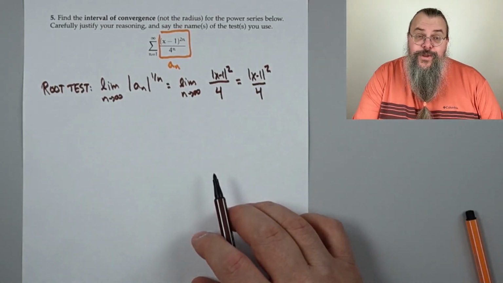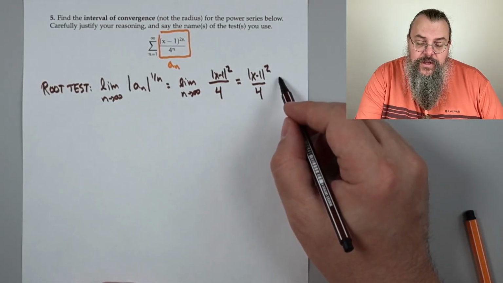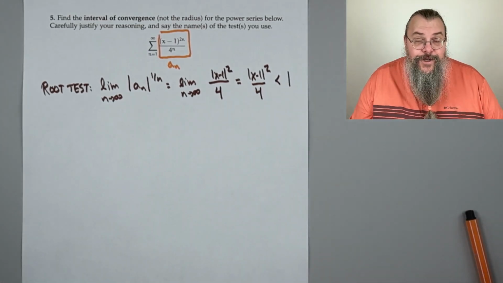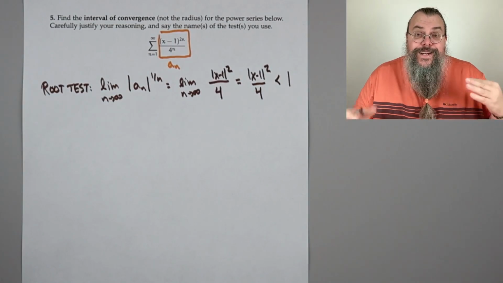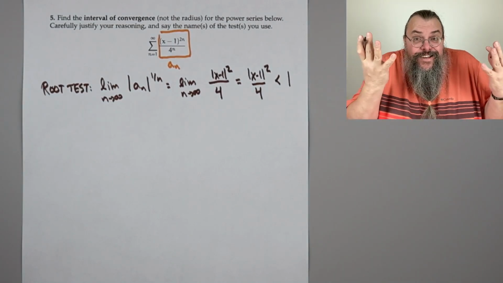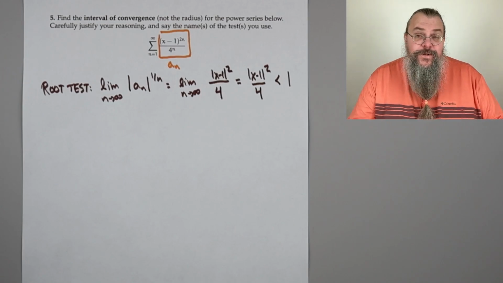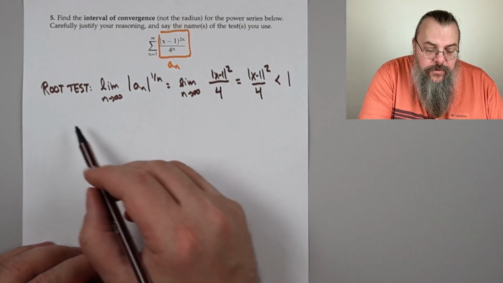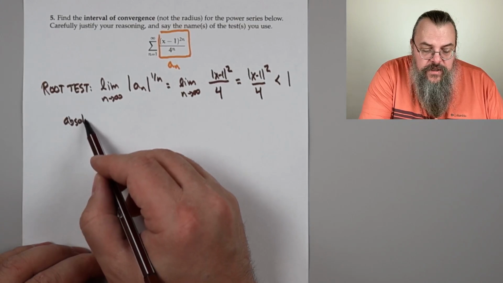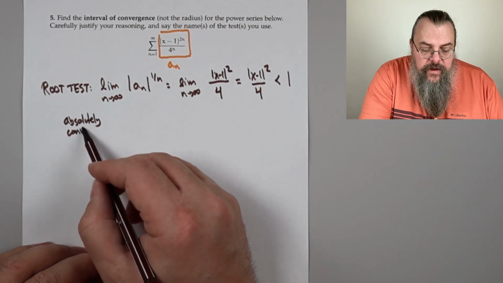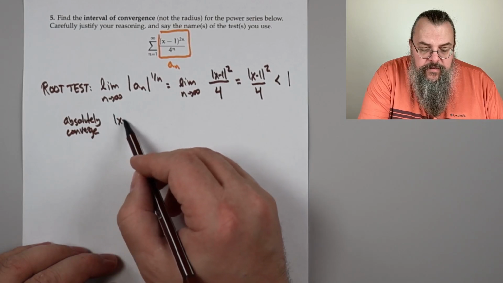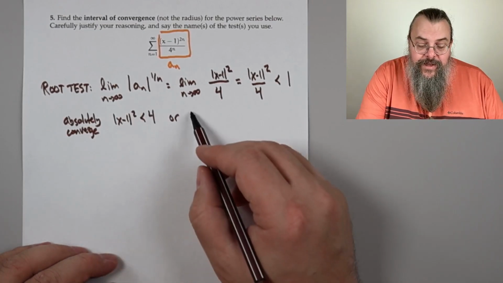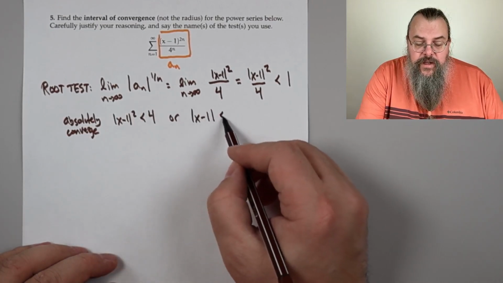Now what's the trick with the root test? The root test says this will absolutely converge when this is less than 1. It will diverge when it's bigger than 1. When it equals 1, we don't know, and that's when we have to do endpoints. But before we get to that, let's finish up here. So we know we absolutely converge for right now when absolute value of x minus 1 squared is less than 4, or taking a square root of both sides, absolute value of x minus 1 is less than 2.